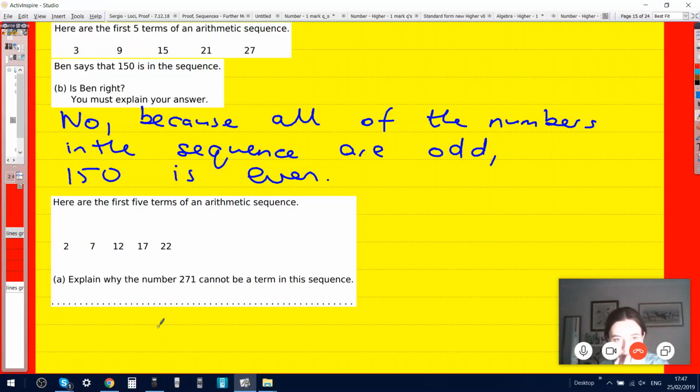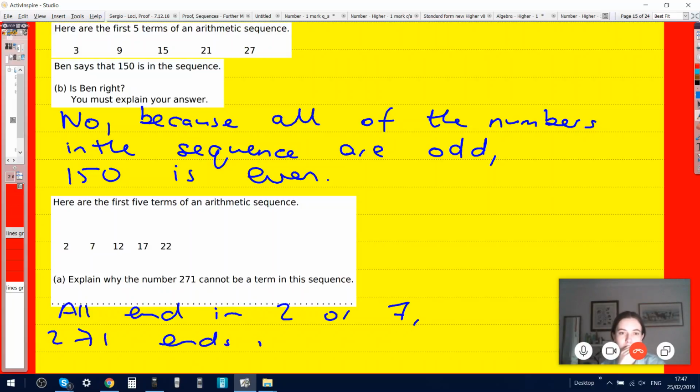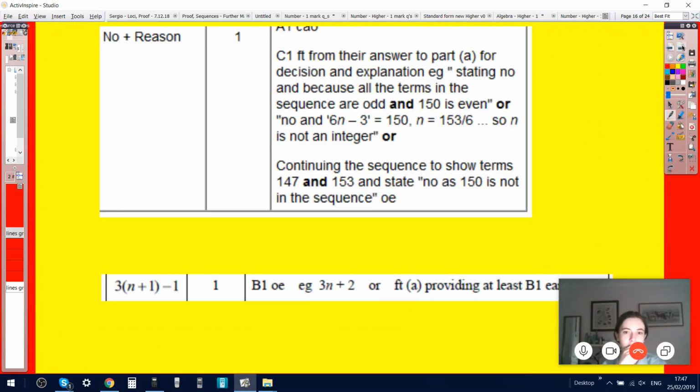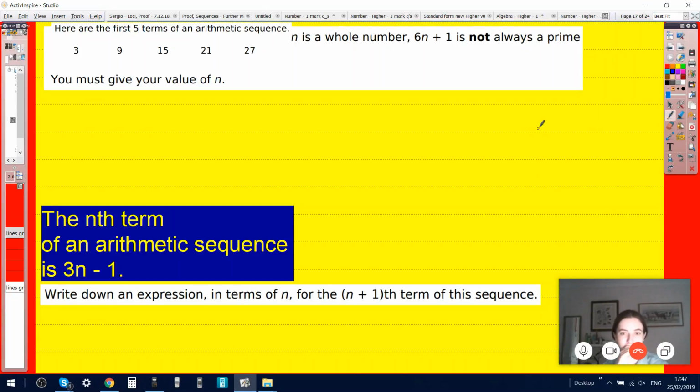Bottom question. All of the numbers end in either 2 or 7. And to make it obvious, 271 ends in 1. So no, something like that. Okay, so 1 mark questions can help to kind of look at it and see. Top one.